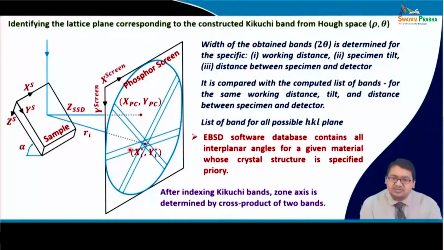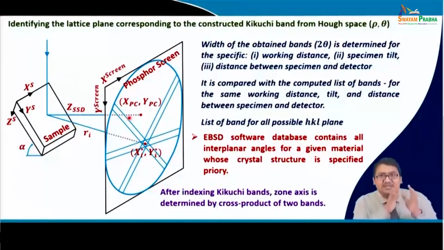So, the corresponding constructed Kikuchi bands are obtained, and this constructed Kikuchi band's width, which is basically equal to 2 theta, is determined for that specific working distance, meaning the working distance of the sample with respect to the electron gun, the exact tilt of the sample, which is most of the time 70 degrees, and the distance between the sample and the phosphor screen, that is, the camera or the detector.